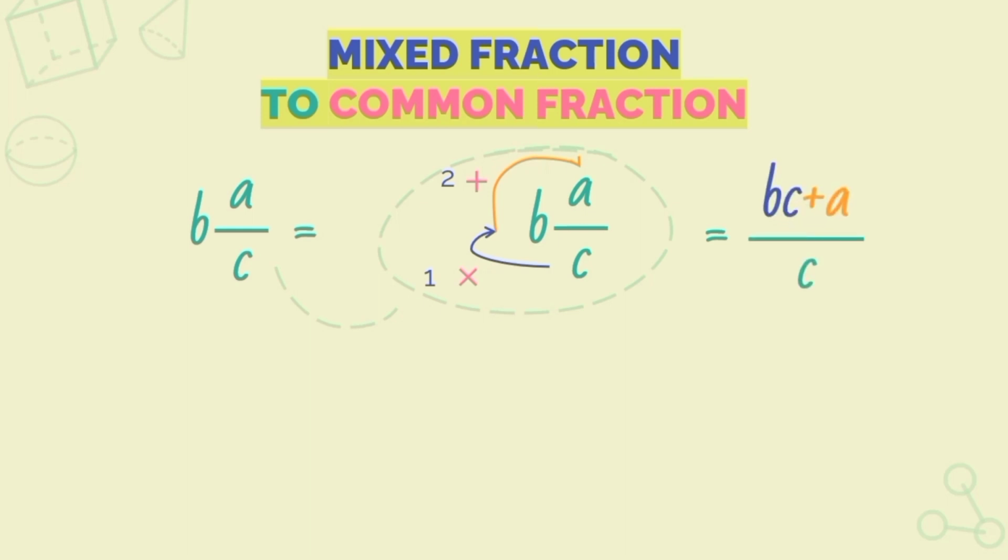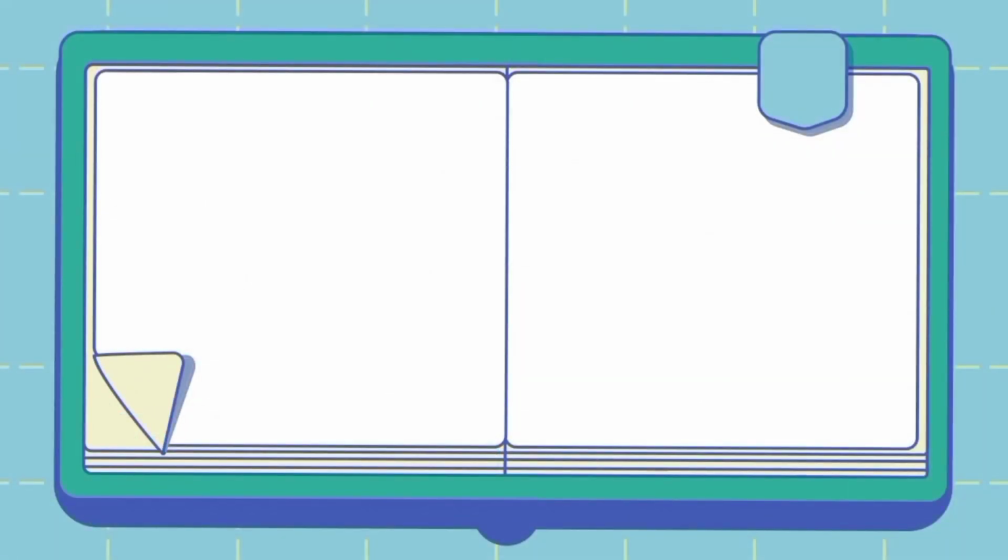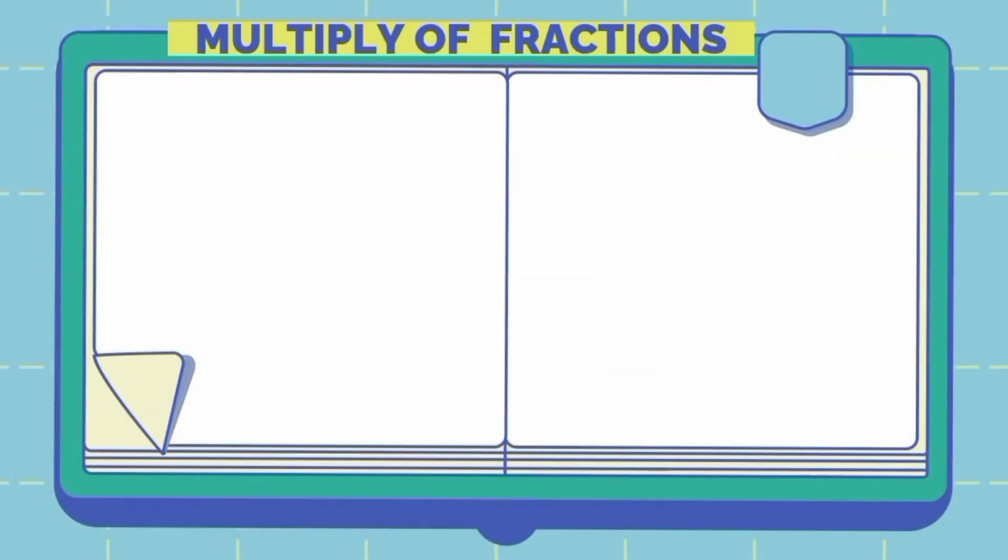The area of land to be planted with rice is 2 and 1/10 hectares. If it is converted to a common fraction, first multiply 10 by 2, which is 20. Then we add 1. The common fraction formed is 20 plus 1 over 10, or the final result is 21/10.